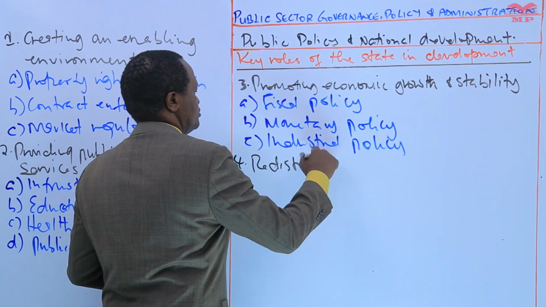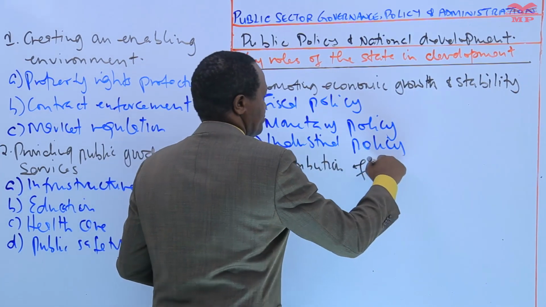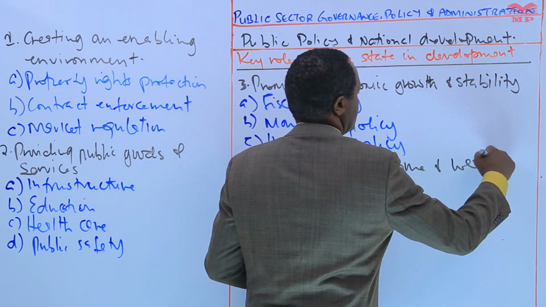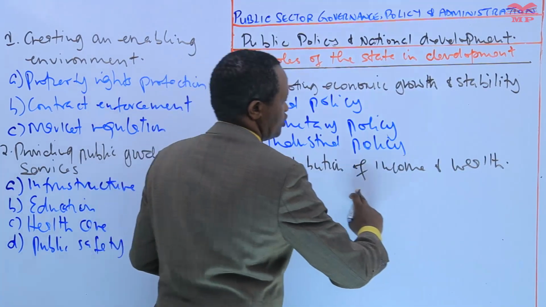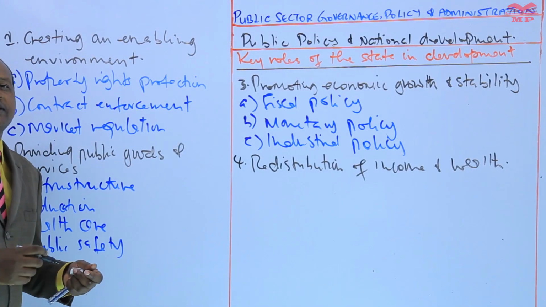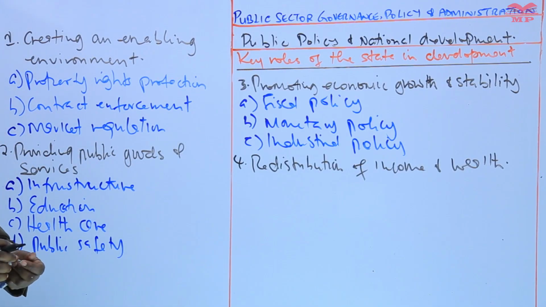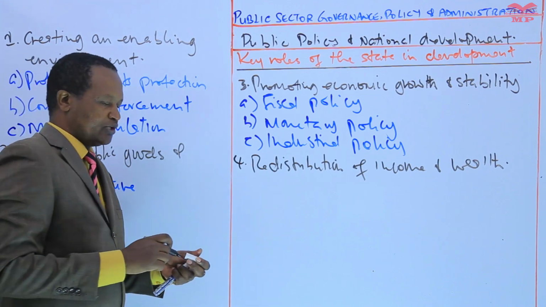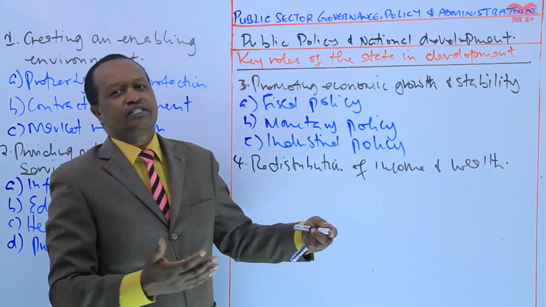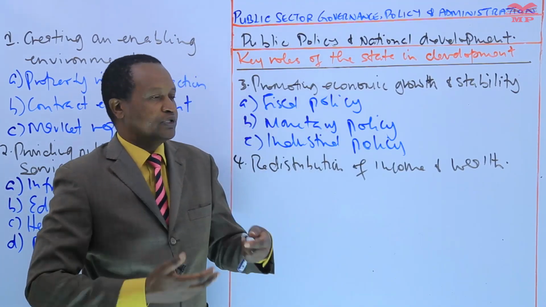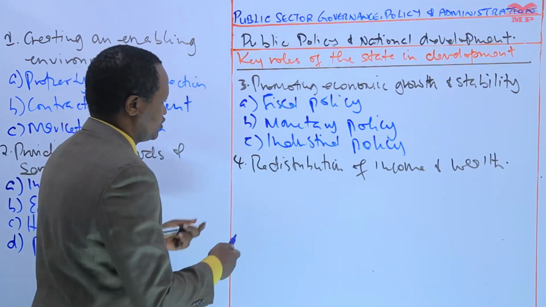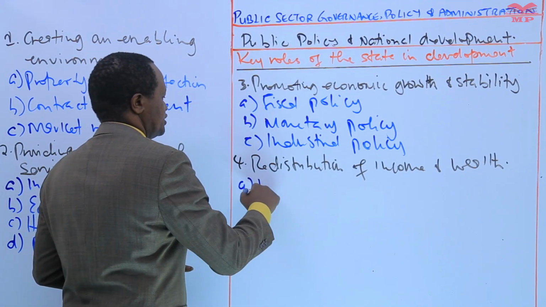Number 4, redistribution of income and wealth. Now the state can implement policies to reduce inequalities and provide social safety nets for vulnerable populations, and that can involve progressive taxation. That can be done through progressive taxation.